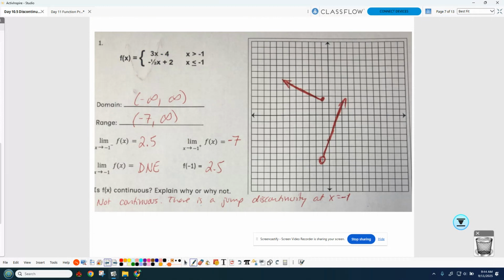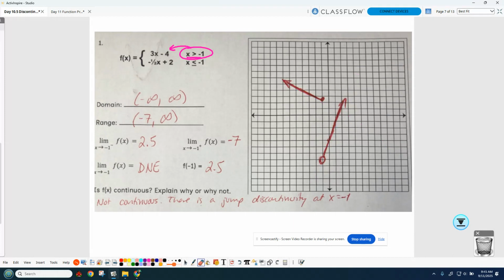The kinds of things that I saw in 7th period: people drew both lines without stopping. The issue here, sorry Tessa, just a second, is that you only draw this line for these x values, and you gotta stop. And the other line you only draw for the other given values.